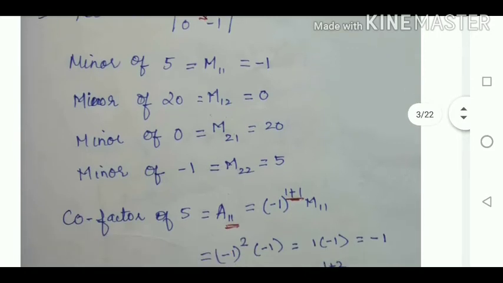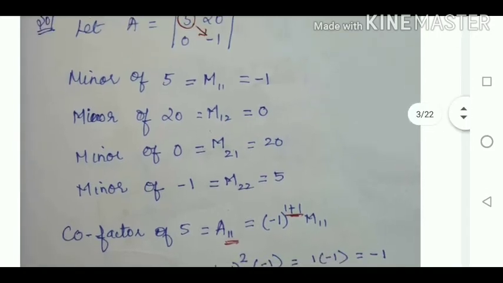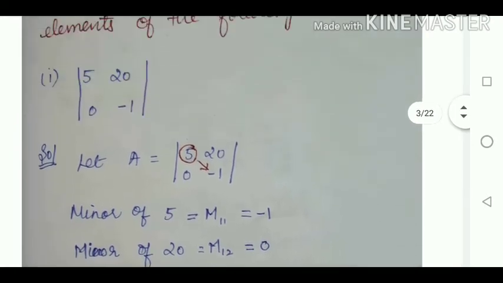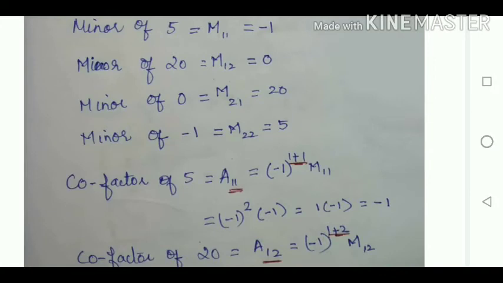After finding this, you put a sign for each and every element, by way of cofactor. Here the first element M11 means 1 plus 1, that is A11. Instead of M11 you write A11 for cofactor. So A11 means 1 plus 1, 2, so minus 1 power 2, minus 1 square, equals plus 1. Therefore plus 1 into minus 1. Minus 1 is nothing but the minor of 5. So you multiply 1 into minus 1, you get minus 1.